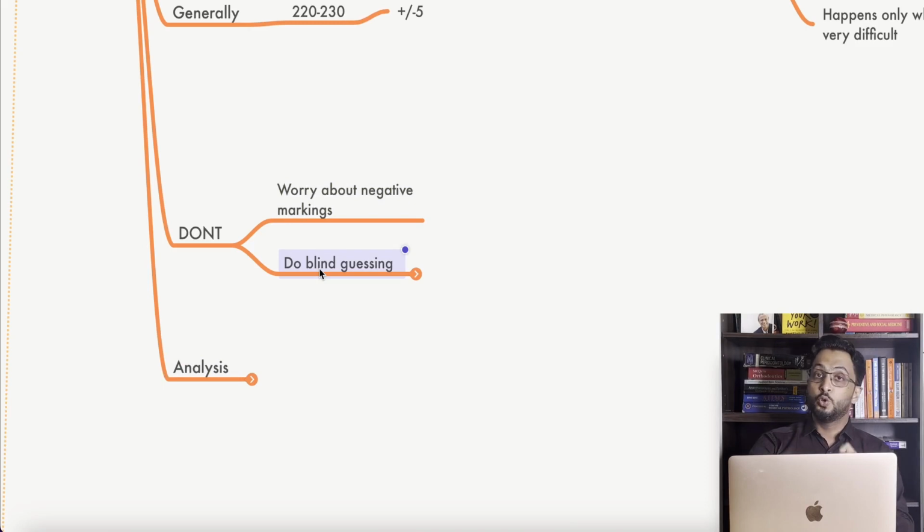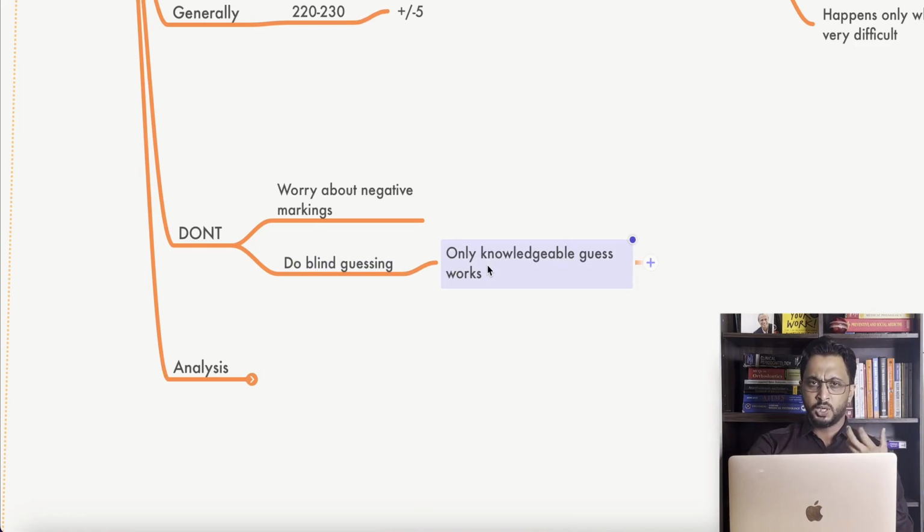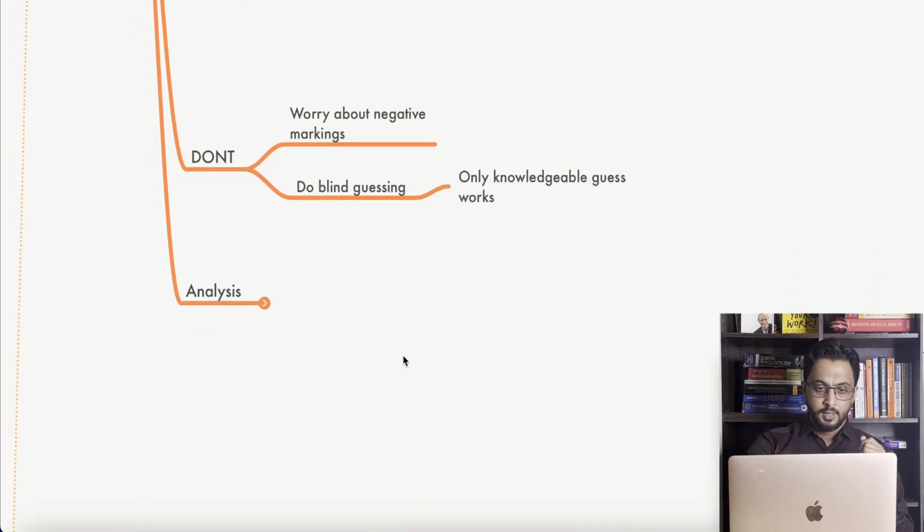But please note, don't do blind guessing either. One way to think is, I'm worried about negative markings, I'm going to leave it. No. The other way to think is, I'm going to attempt 240 out of 240, or sir told me that you should attempt 230 and somehow reach 230. No, that's blind guessing. You shouldn't do that. You should do knowledgeable guesswork. How to do knowledgeable guesswork? I'll come to that.